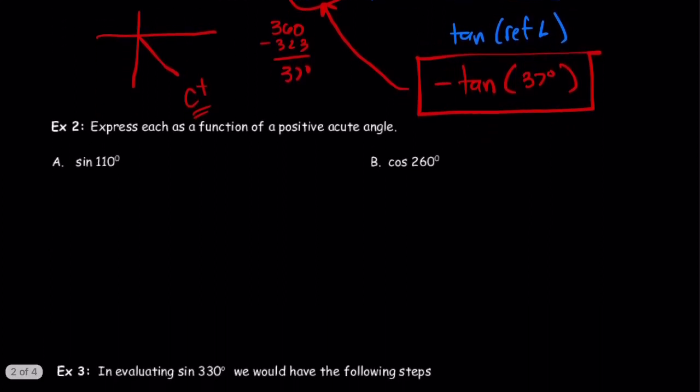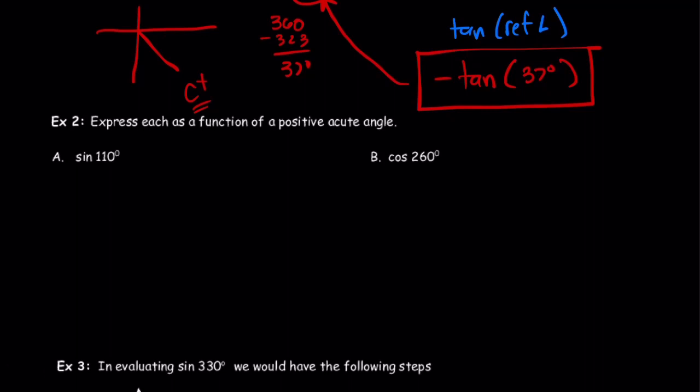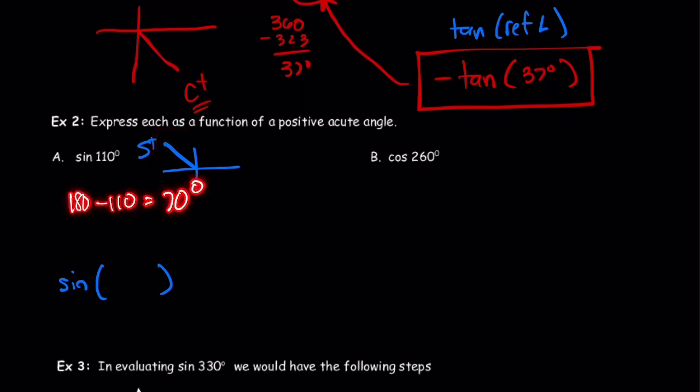Okay, let's try that a couple more times. Express each as a function of a positive acute angle. So I recognize here that I have sine. So my final answer, my function, will be sine. Next, figure out where 110 degrees is. Second quadrant. That's sine's quadrant. Sine is positive, so my answer is going to be positive. You can put a plus sign there, but you don't need to, obviously. It's understood. Now it's just a matter of getting the reference angle. The reference angle is how far that is from the x-axis. So if this is 110, to get my reference angle, I do 180 minus 110, and that's 70. That goes in here. And that's all they want.